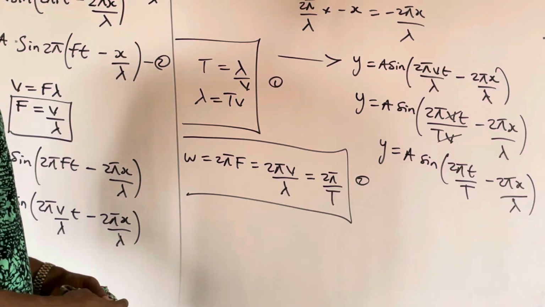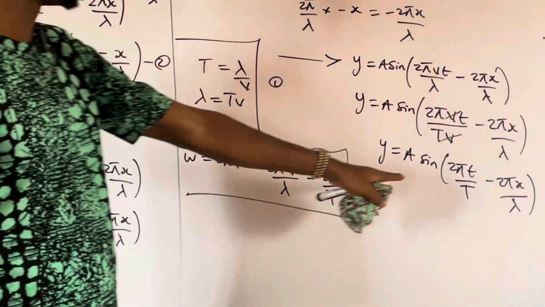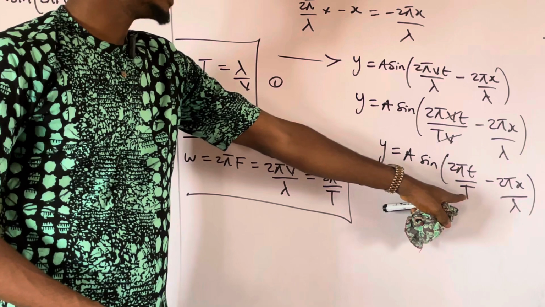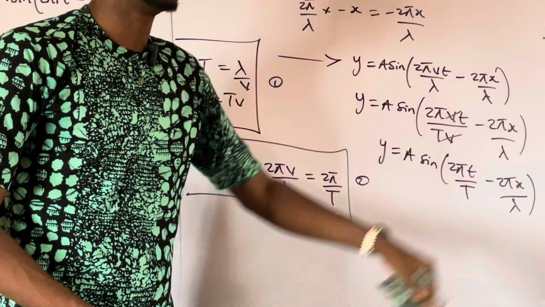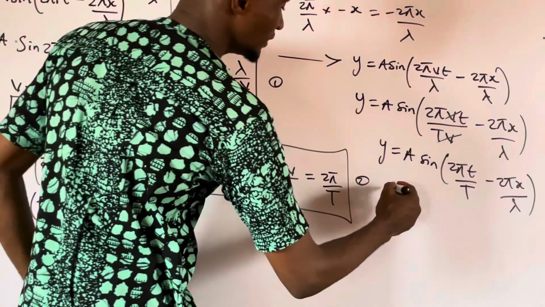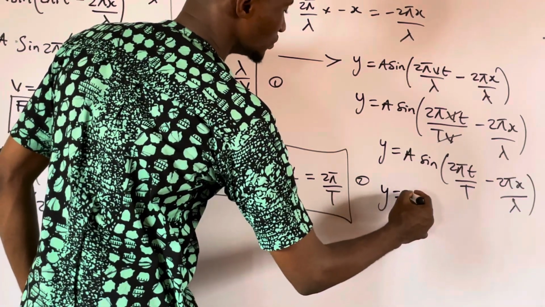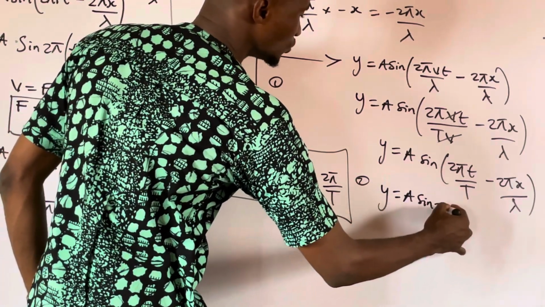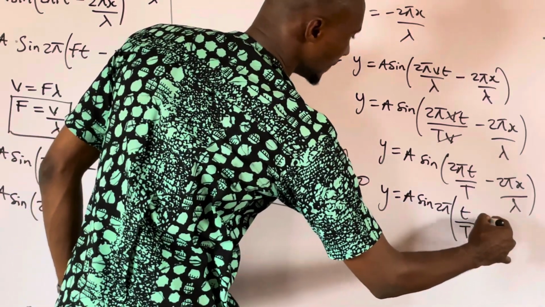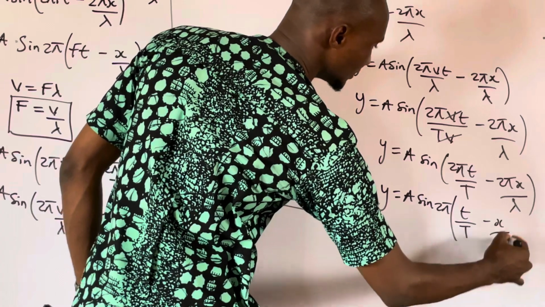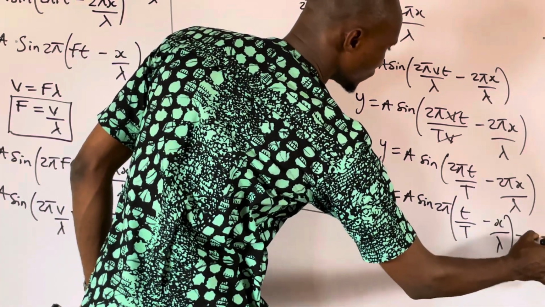But in this case, have you seen that here is t over T and here is 2 pi? The common factor here now is 2 pi, right? So y is equal to a sine 2 pi bracket t over capital letter T minus x over lambda. Call this equation 4.